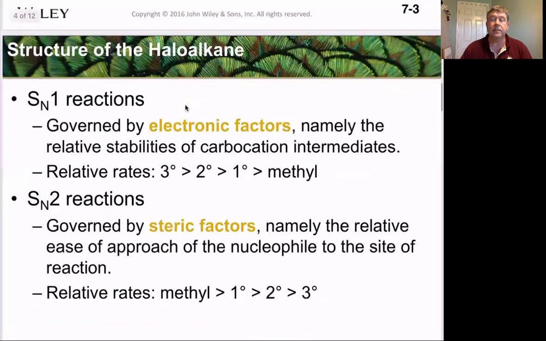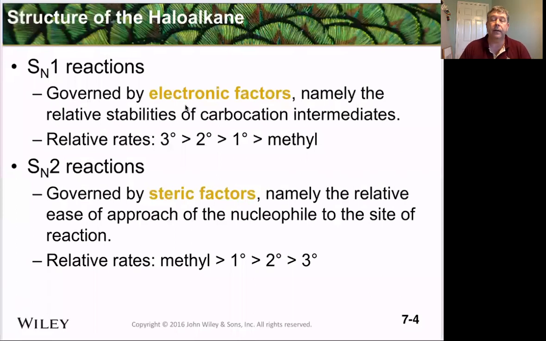Okay, so now let's talk about the structure of the actual alkyl halide. So in SN1 reactions, or unimolecular reactions, it's all governed by the electronic factor, namely the stability of the carbocation, meaning that tertiary carbocations are more stable than secondary carbocations, and primary and methyl carbocations are rarely found. So if you have a tertiary or secondary alkyl halide, you might be doing an SN1 reaction.